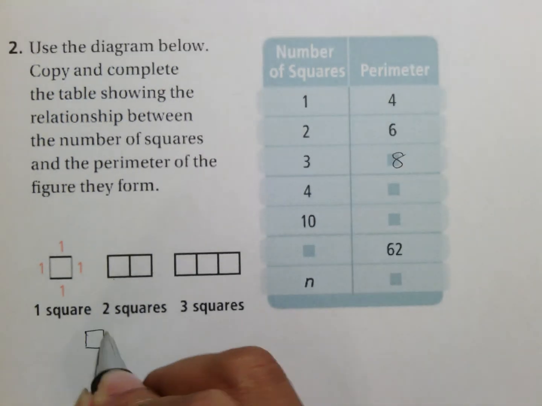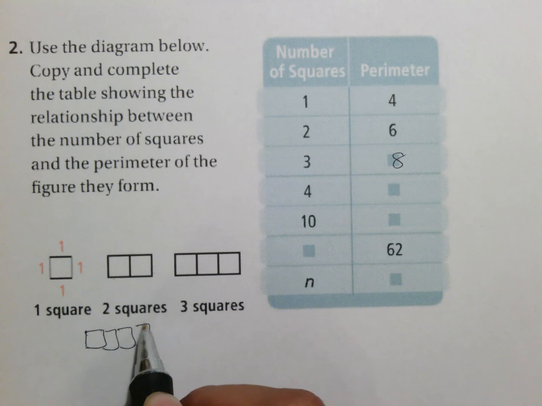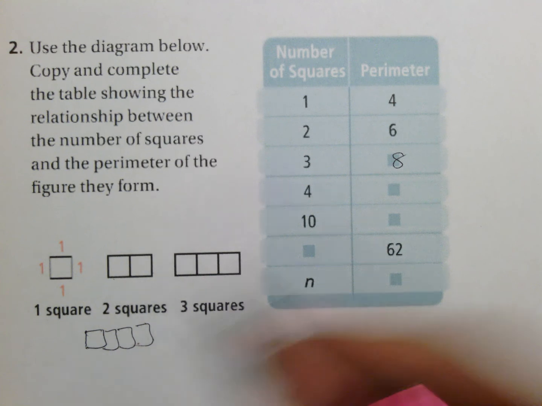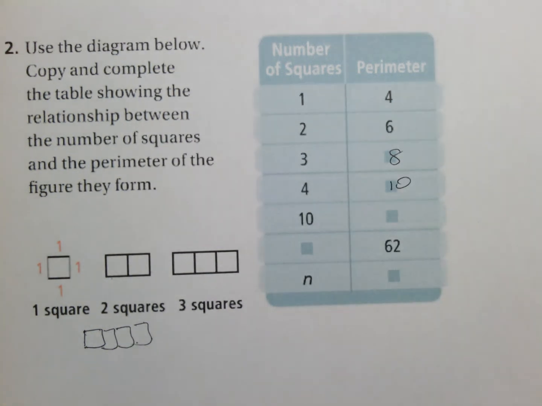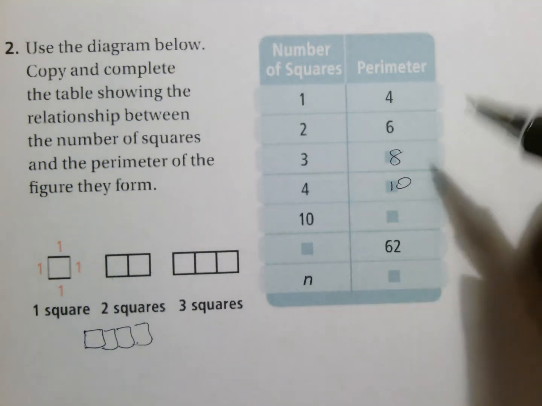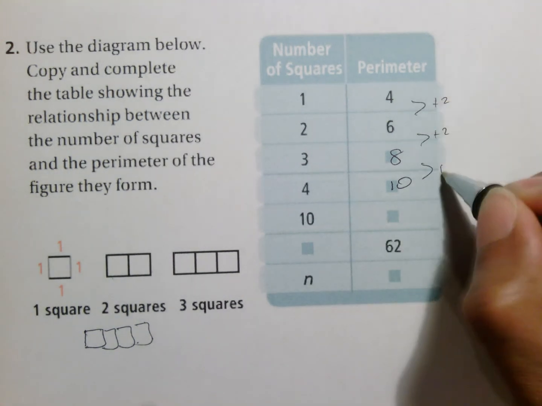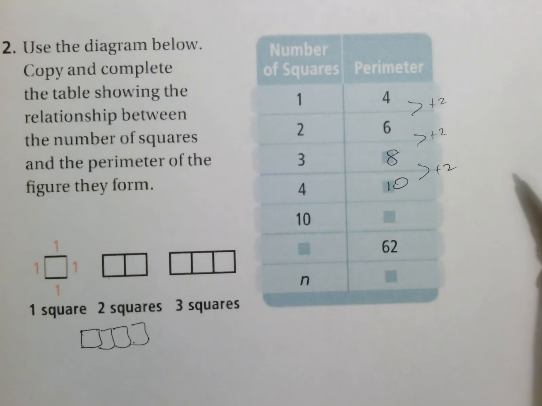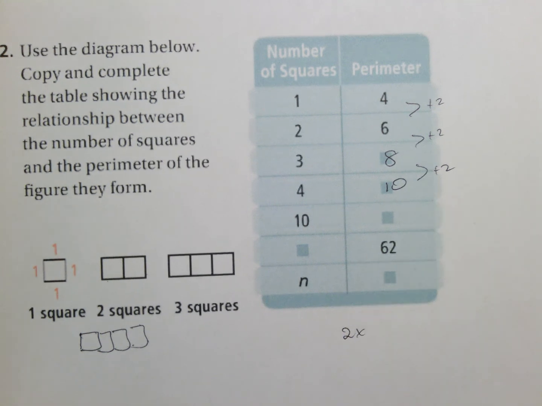4 squares would have 1, 2, 3, 4, 5, 6, 7, 8, 9, 10. I'm not going to make 10 squares, and this is why we want patterns. We want to make sure that we have a pattern so we don't have to do 10 squares or figure out which one has 62 and all that. But what we can do now is look and recognize that each of these things increases by a factor of 2. And so that means we know we're going to have 2x.